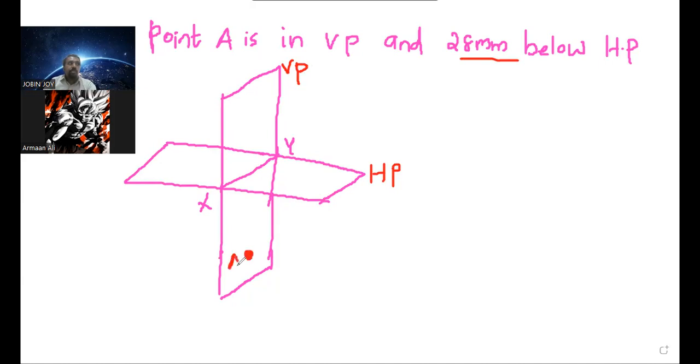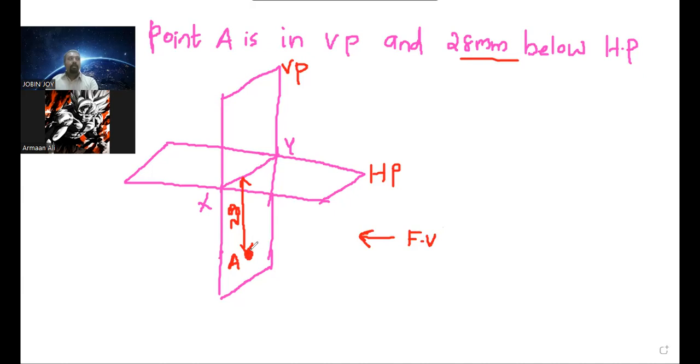So this is the position of the point A. This distance is 28 millimeter. Point A is 28 millimeter below HP and is in VP. So first I will draw the front view. This is the front view direction.